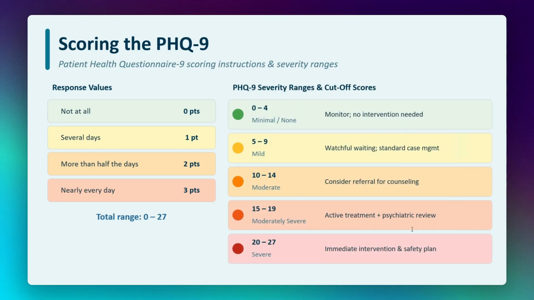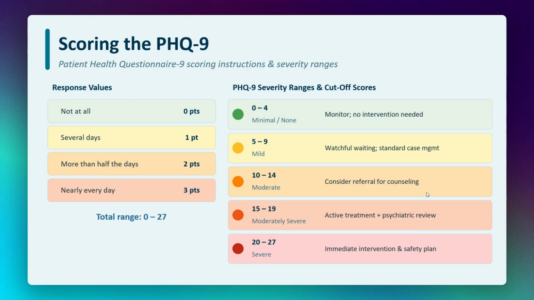Next, you have the PHQ-9 severity ranges and cutoff scores you need to know. Scores of 0 to 4 mean minimal or no depression. You can monitor their progress, but no intervention is needed. So what is that 0 to 4? That's simply the total of all 9 questions. For example, if someone answers not at all on all 9 questions, their score is 0.